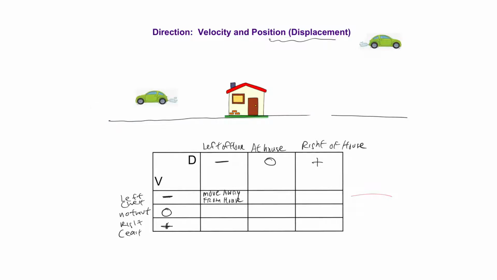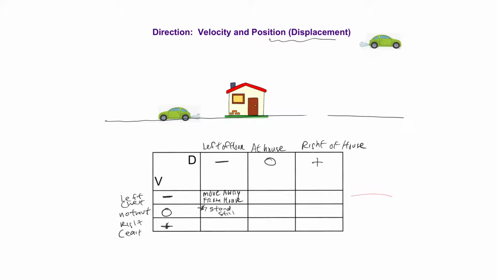So now let's look at the next one over here. Well, the displacement is still negative, so that means the car is still to the left. But the only difference right now is the car is not moving. So what does that mean? Is the car moving away from the house or not? Well, the car is just standing still. So in other words, we can write down in this box here, the car is to the left of the house, but it's just standing still or not moving at all.